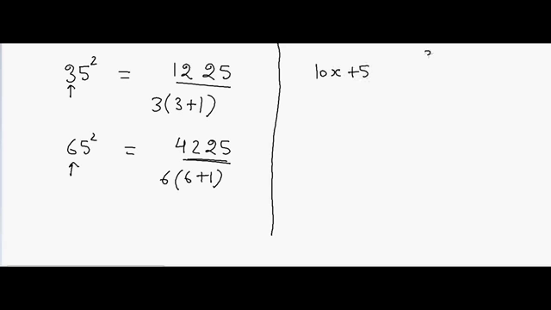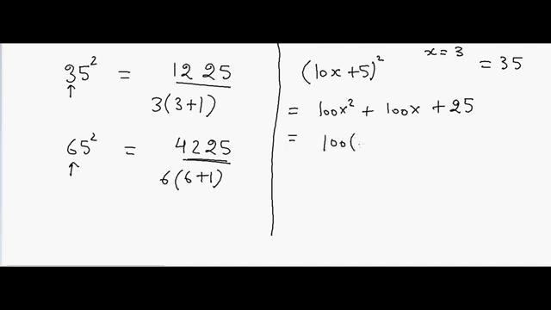So here, suppose if x is equal to 3, then this number will be equal to 35, right? So suppose we have 10x plus 5 and we want to do a square of it. That will be equal to 100x squared plus 100x plus 25. If we solve this, that will be equal to 100 into x into (x plus 1) plus 25.